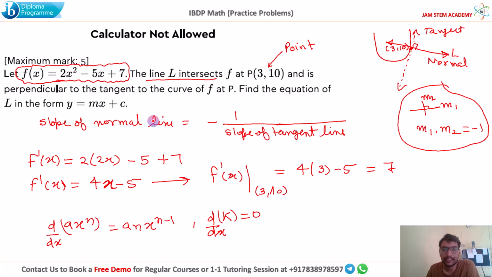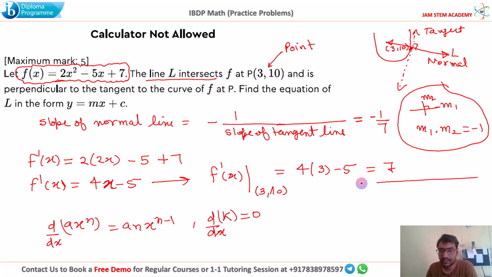Now we need the gradient of the normal line. So what will be the gradient of the normal line? That is going to be the negative reciprocal, means negative 1 by 7. So this is the gradient of the normal line. Now we have the gradient of the normal line. We need one more thing, the point, which is already known. Let's find the equation then.